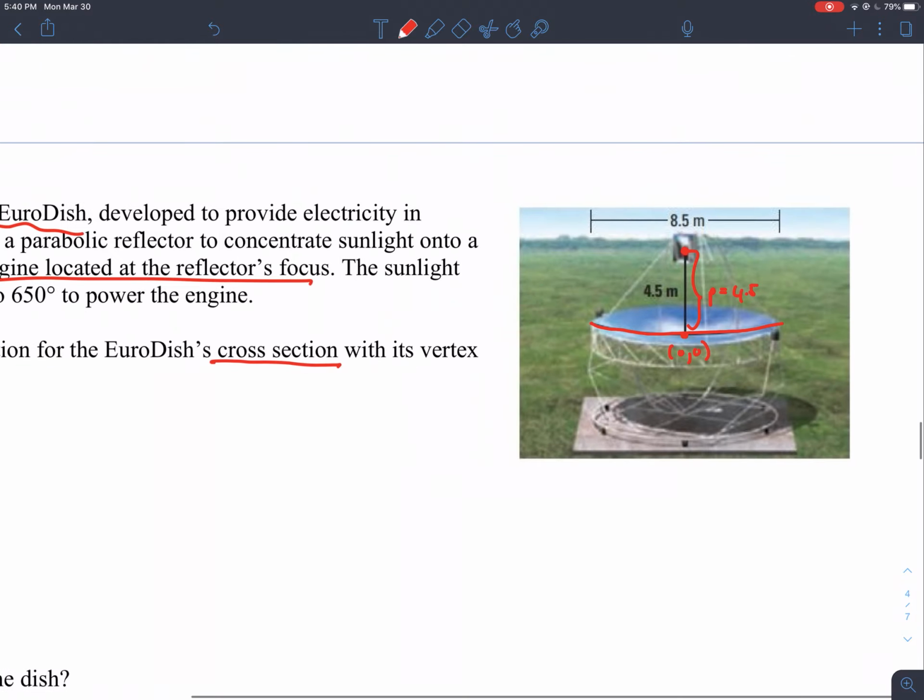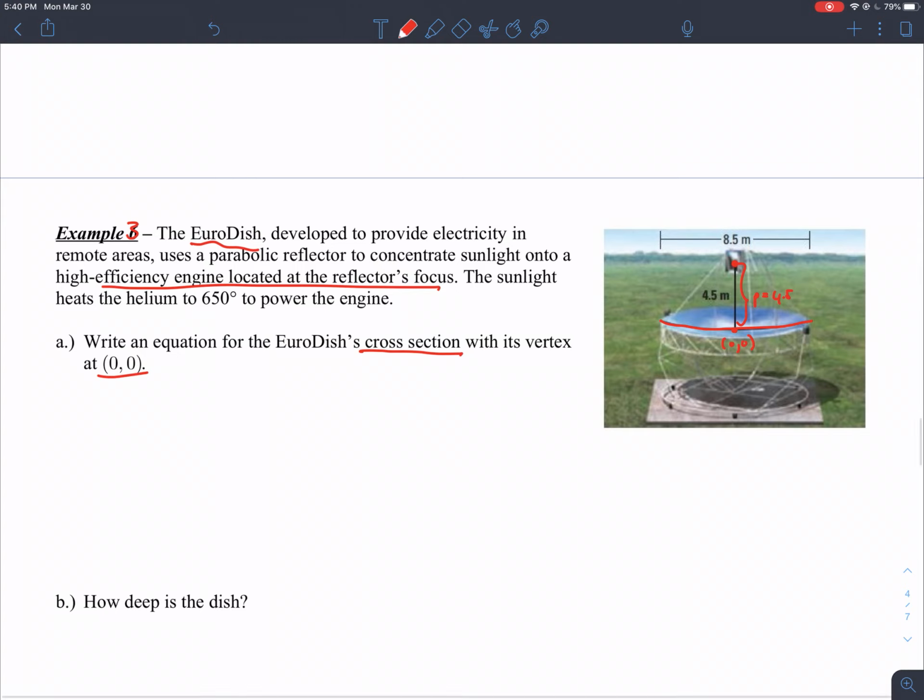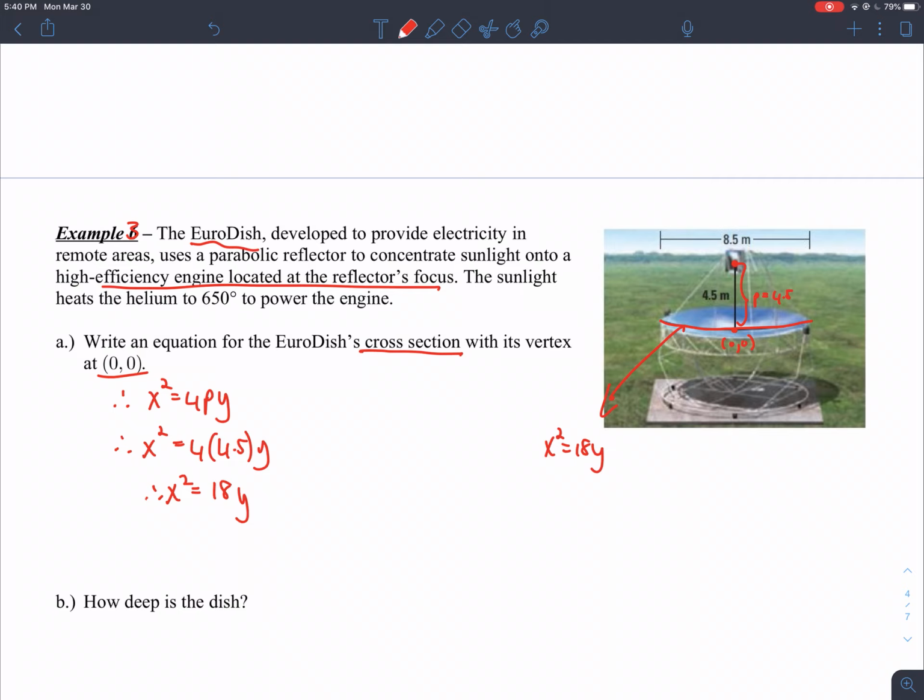Now we can write the equation. We'll say x squared equals 4py, because it opens up, so it's an x squared parabola. We plug in our 4.5 for p, and you get 18y. So we now have an equation for this parabola: x squared equals 18y. That satisfies every point on that parabola.